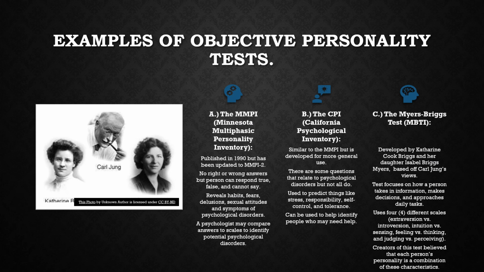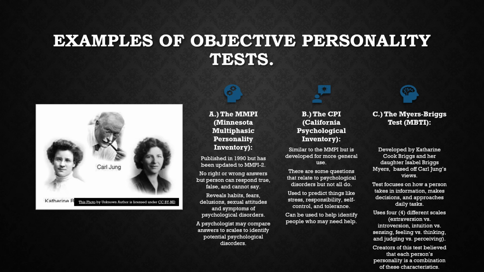Examples of objective personality tests. A little bit of information here. A, the MMPI, Minnesota Multiphasic, I believe I'm saying that word correctly, Personality Inventory, published in 1990 but has been updated to MMPI-2. No right or wrong answers, but a person can respond true, false, and cannot say. It reveals habits, fears, delusions, sexual attitudes, and symptoms of psychological disorders. A psychologist may compare answers to scales to identify potential psychological disorders.